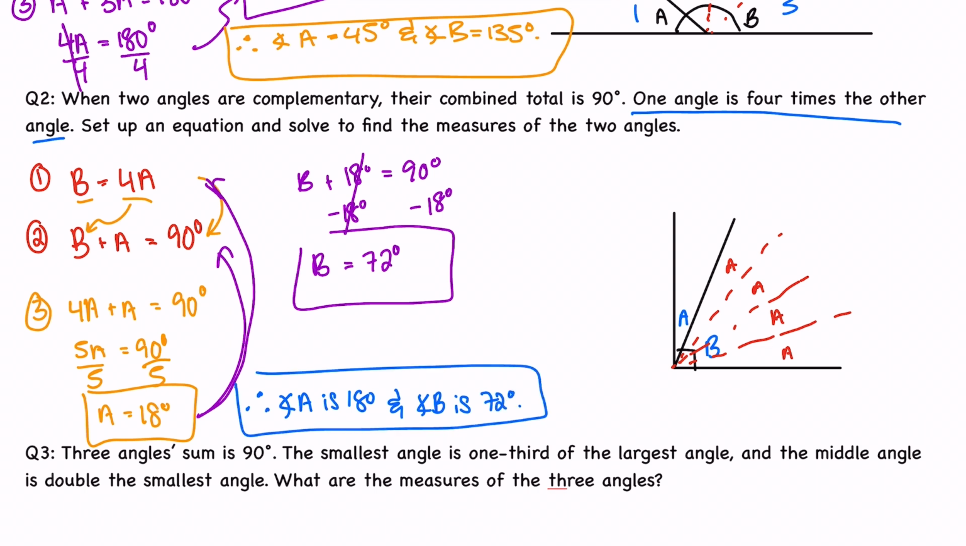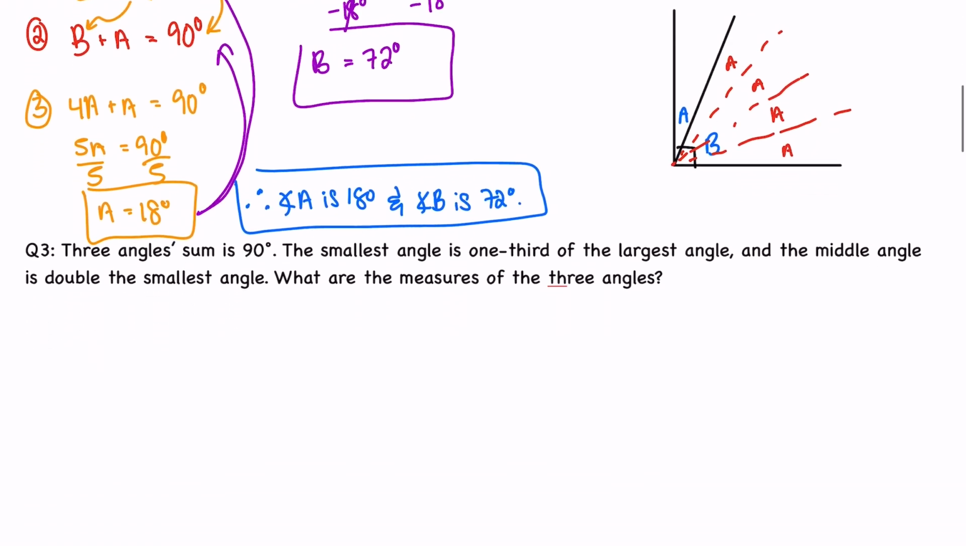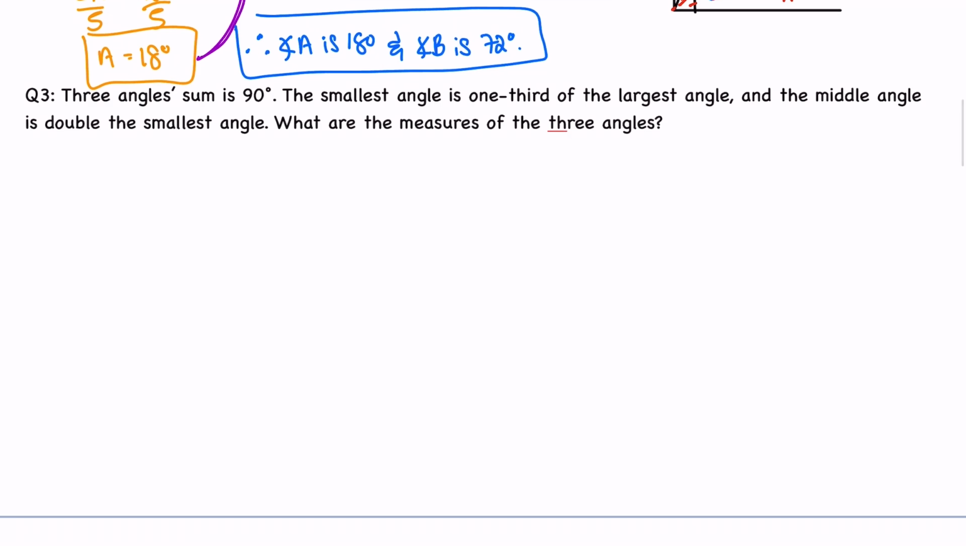Therefore, angle A is 18 degrees and angle B is 72 degrees. Question 3 says 3 angles sum is 90 degrees. So we have a 90-degree angle and we're dividing it into 3 smaller angles. The smallest angle is 1/3 of the largest angle, and the middle angle is double the smallest angle.